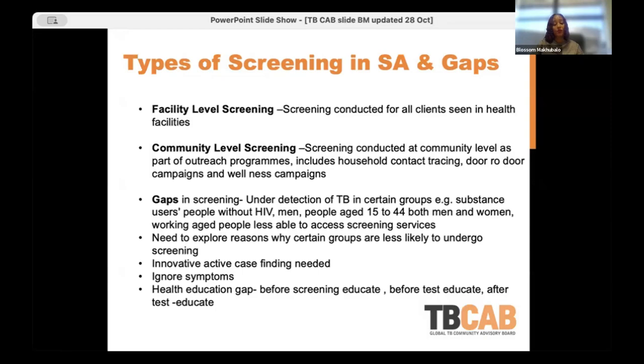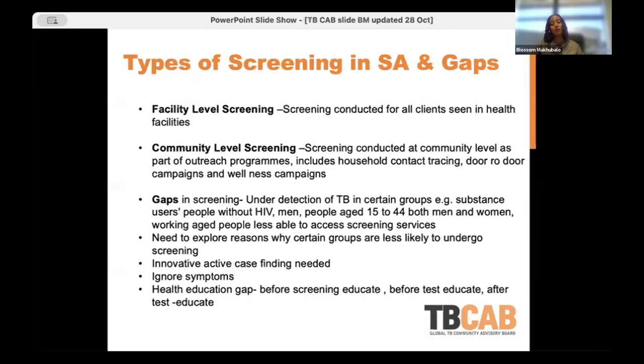People aged 15 to 44, both men and women, and these are working age people. You can imagine they are less able to access screening services, because screening services are available during the time which is supposed to be at work. And many South Africans are employed in the informal job market where they do what we call piece jobs, and cannot always access facilities. So we also need to explore other innovative ways of how we can screen more people. We need innovative active case finding.